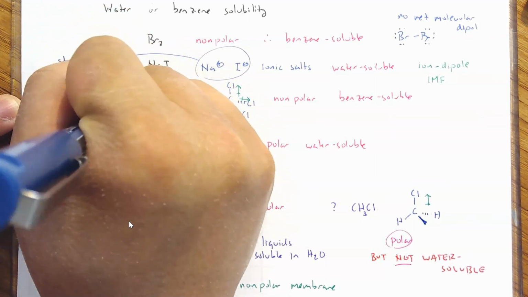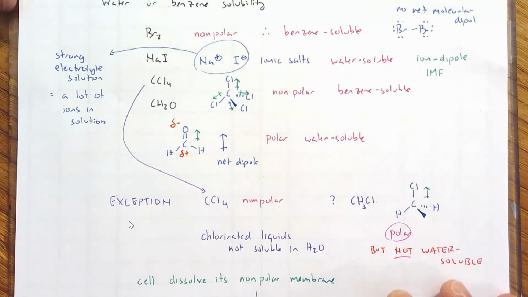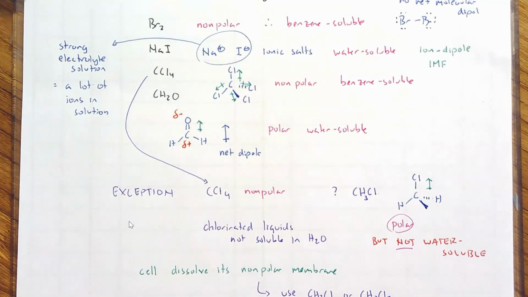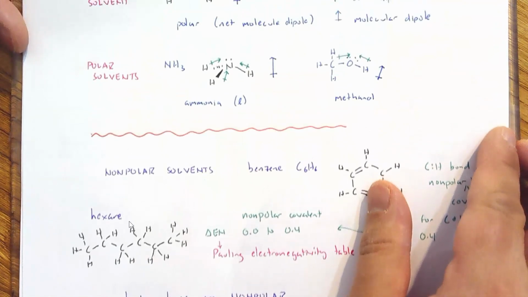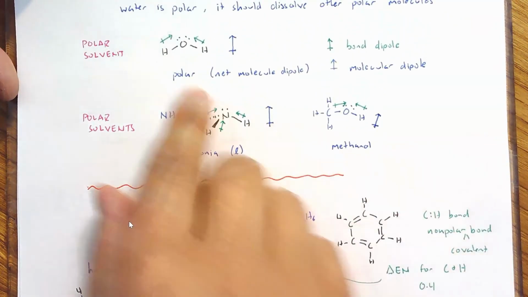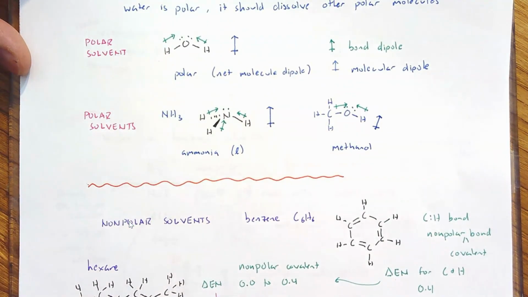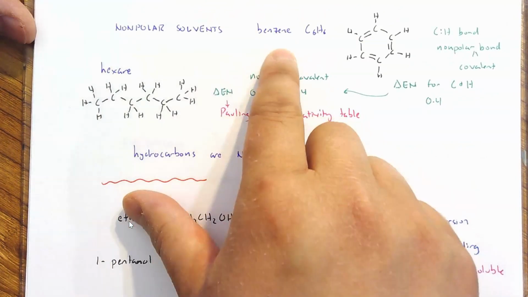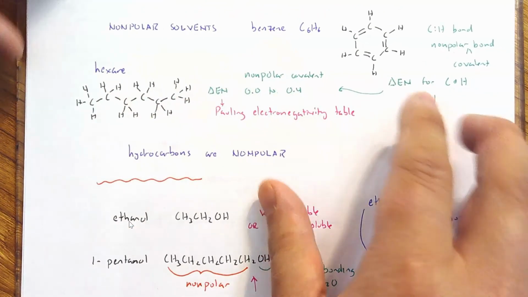And I will stop there. But again, because of the exceptions that exist, you want to do a lot of practice problems to determine whether your molecule of interest is water soluble because they are polar, or if they are more benzene soluble or hexane soluble because they are nonpolar.